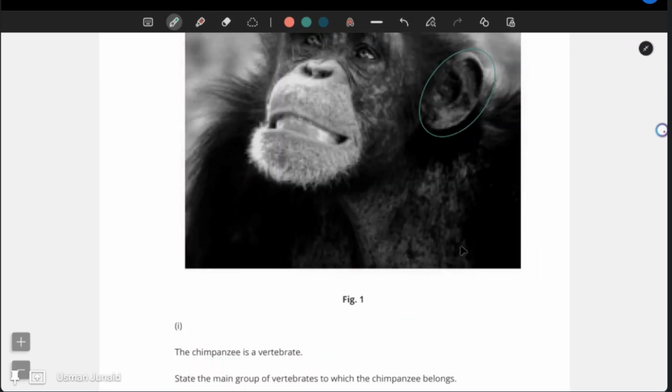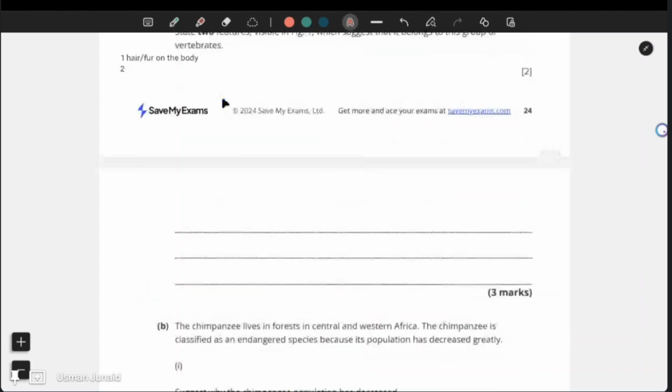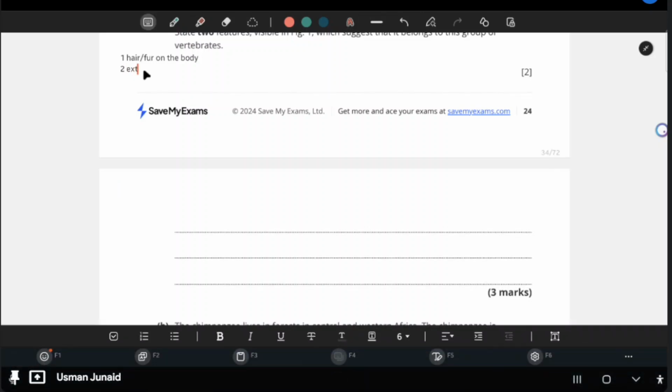Right. Yes. Okay. So, they have external ears. Okay.